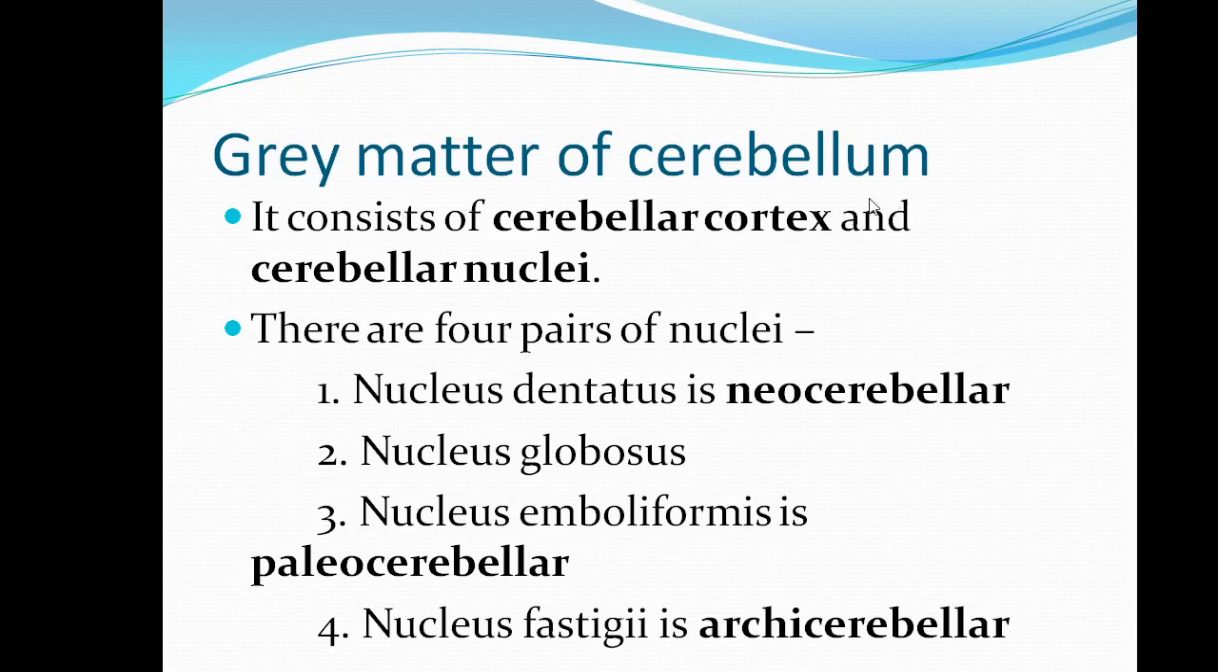The gray matter of the cerebellum consists of cerebellar cortex and cerebellar nuclei. There are four pairs of nuclei. The nucleus dentatus is the neocerebellar, nucleus globosus and nucleus emboliformis are the paleocerebellar, and nucleus fastigii is the archicerebellar in nature.